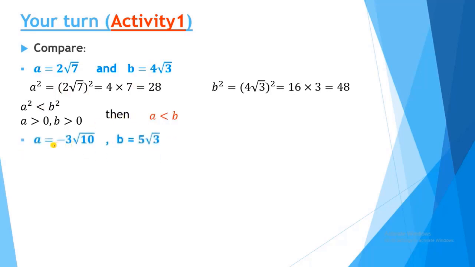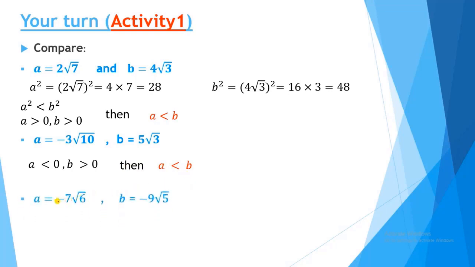The second one, we have a negative number, A equal minus 3 radical 10, and a positive one, B equal 5 radical 3. This is a clear example already. A is negative and B is positive, so surely A will be less than B, because a negative number is always less than a positive number.